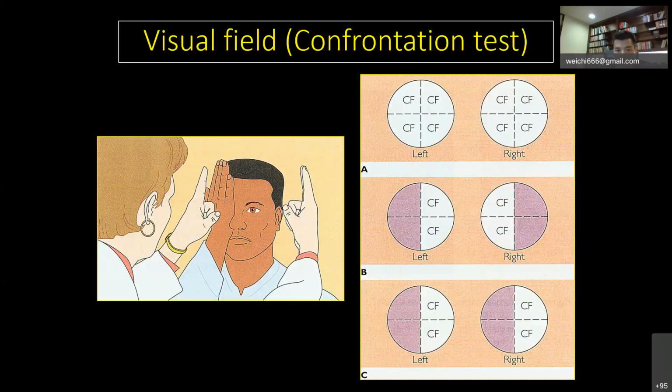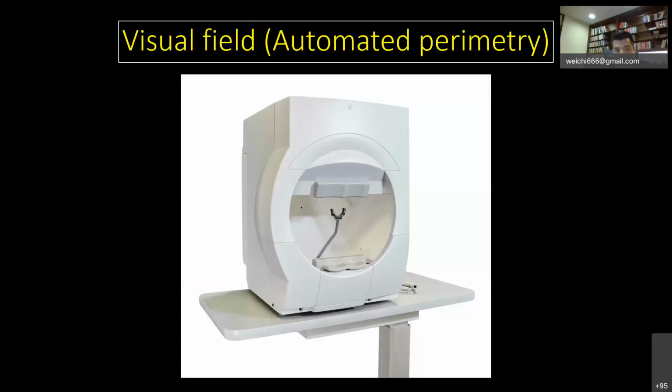visual cortex. So we could see that this is a more sophisticated machine we use for the visual field test. We call this automated perimetry. It will show light. Then the patient will need to respond to the light.